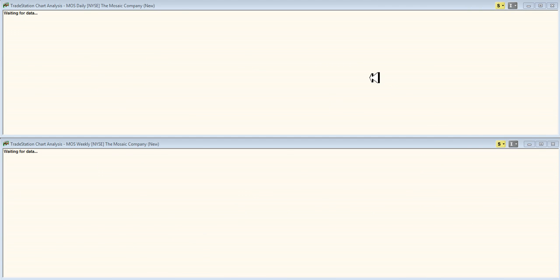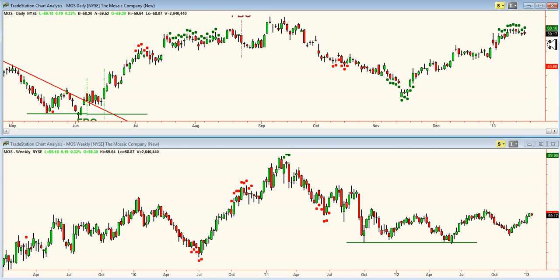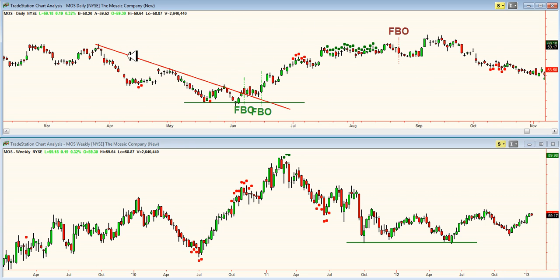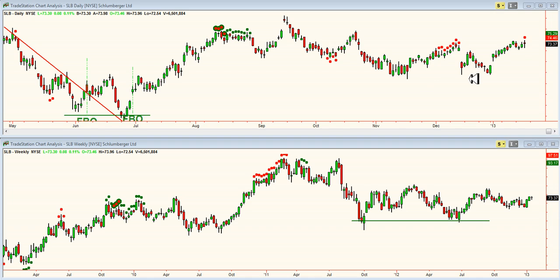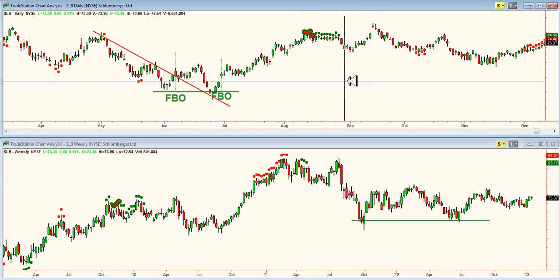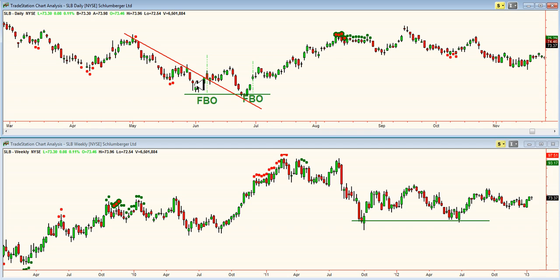MOS. MOS, downtrend line, tries to break down here. Instead, it fires a couple of false breakout signals and heads higher, support line on the weekly chart. And then SLB, again downtrend line, false breakout, moves a little bit up but then comes back down, tests those lows again and gives us another false breakout to the upside, a bullish false breakout, and you can see the support lines here on the weekly chart.